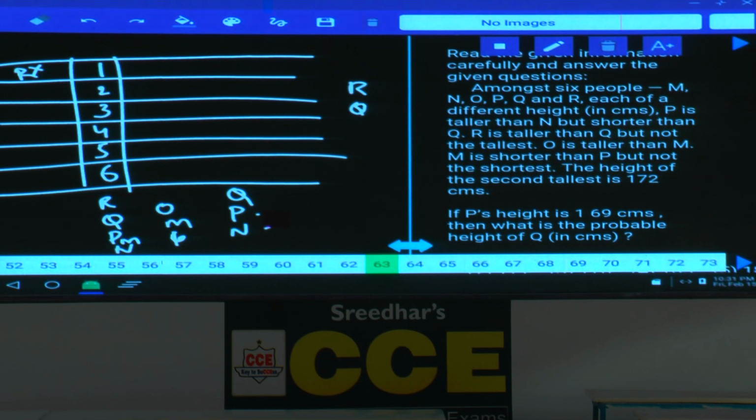As M is in between P and N, R, Q, P, M, N. R cannot be at the first place. Then what is the only possibility here? This is R, this is Q, and P, M, N. Then who is the person left over here? O is the person left over.